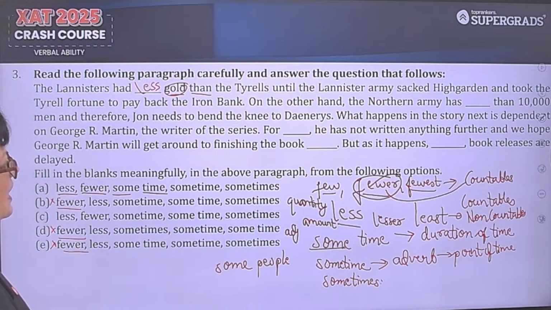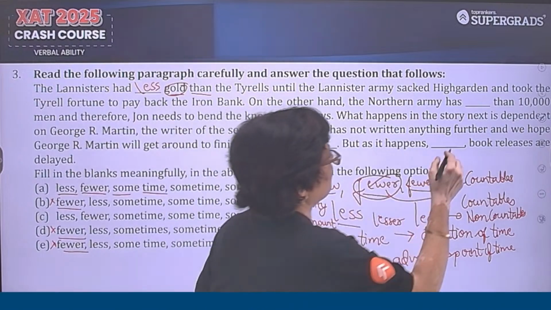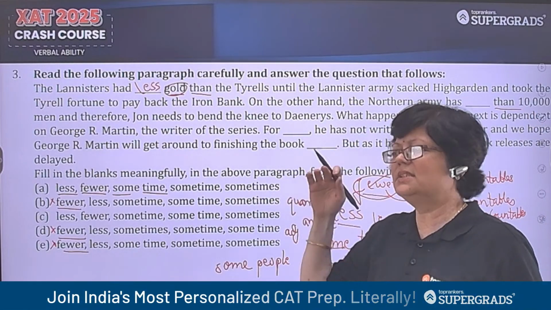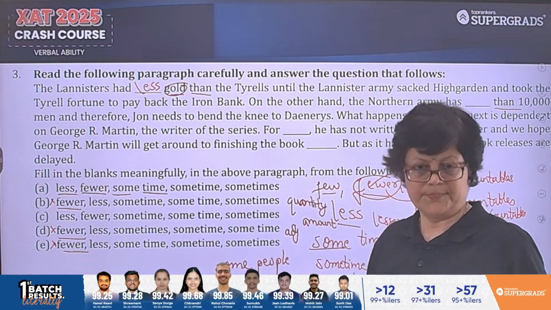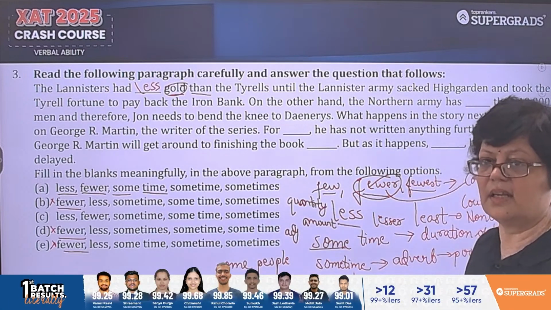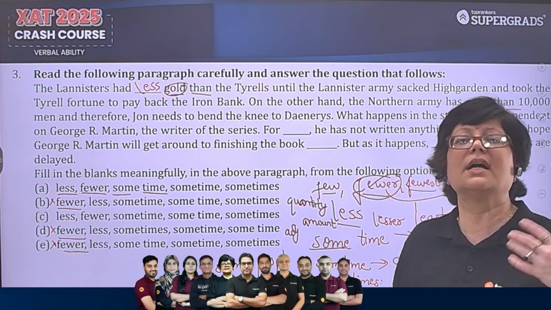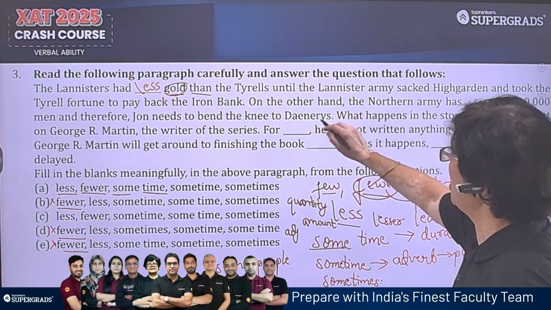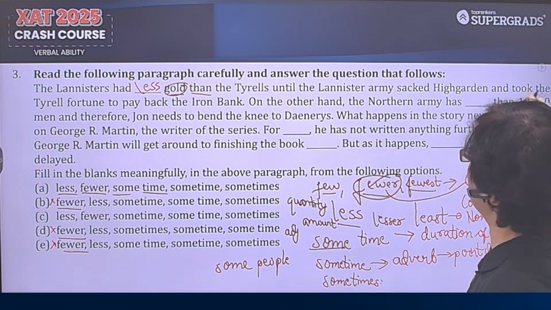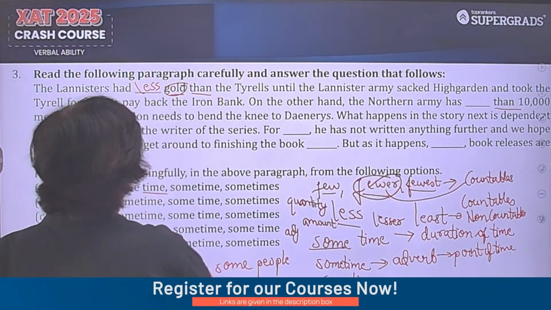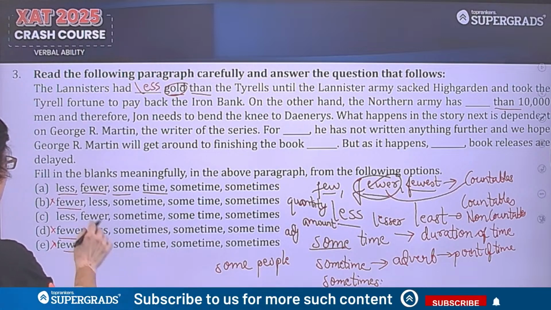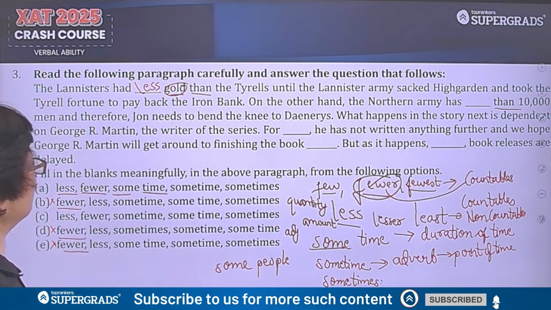On the other hand, the Northern army has dash than 10,000 men. Again, there is a comparison. Than is used for comparison. Okay. Her sister is taller than him. Something like this. Taller than, more intelligent than, longer than, shorter than. So here we use than. On the other hand, the Northern army has dash than 10,000 men, and therefore John needs to bend the knee to Daenerys. So somewhere, something like fewer will be used here.